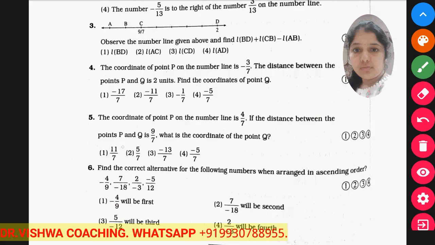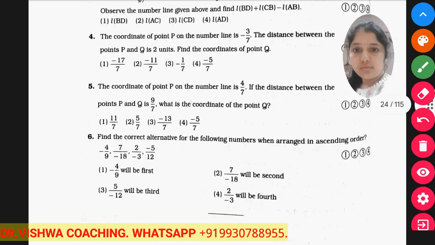As we solved the previous one, you can solve the next one. P on the number line is given 4 by 7. The distance between P and Q is given 9 by 7. You have to find the coordinates for Q.